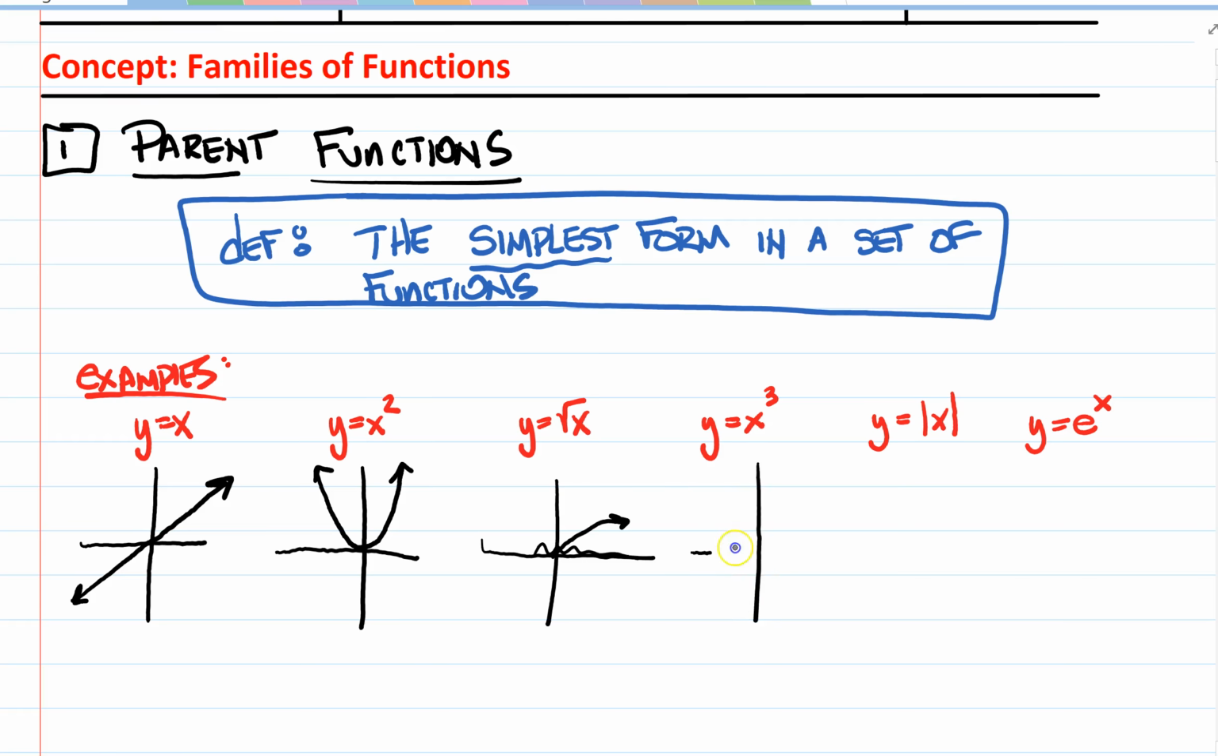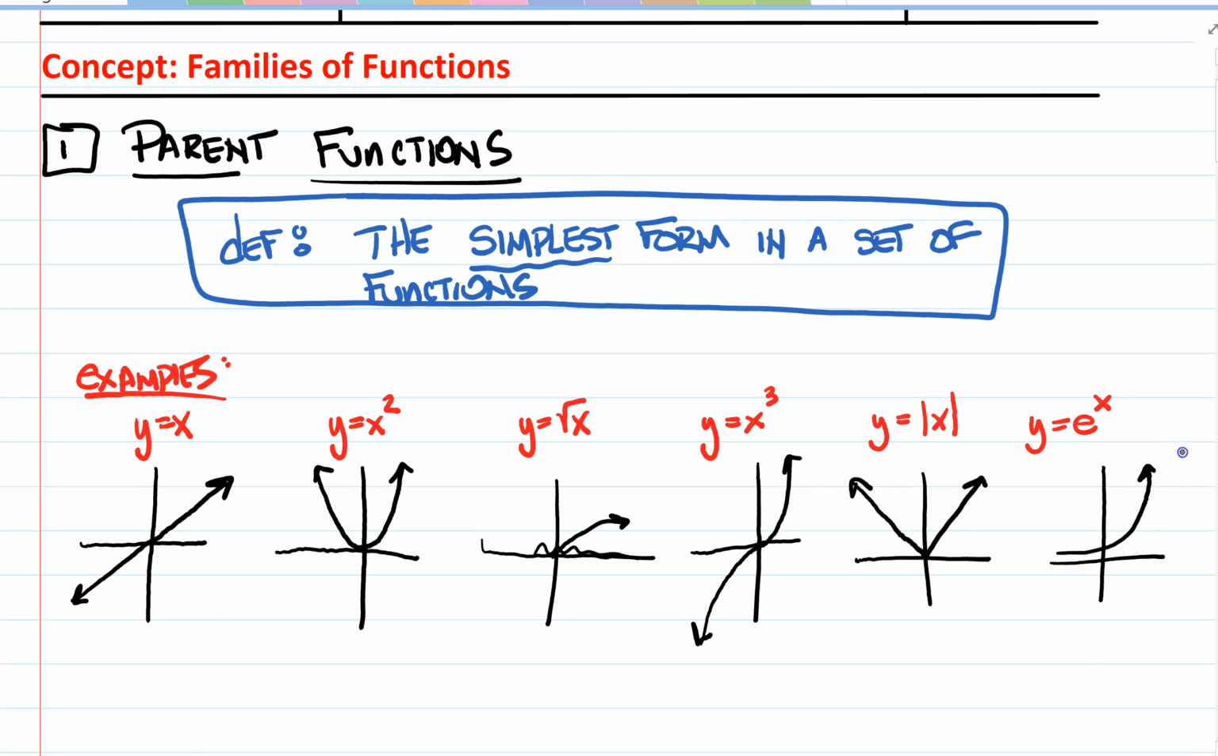The parent function for x cubed should look like a backwards s, and you should have that general shape in mind. The parent function of the absolute value of x is what we call the v graph, so it looks like this. And then the exponential graph of e to the x looks something like this, all right?